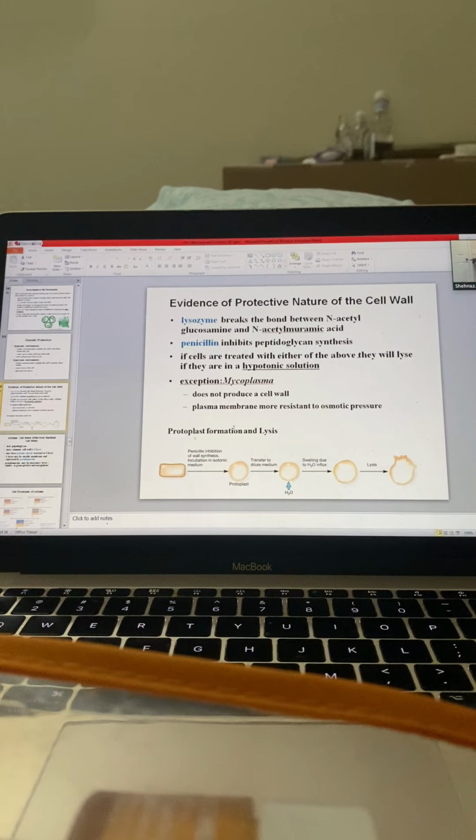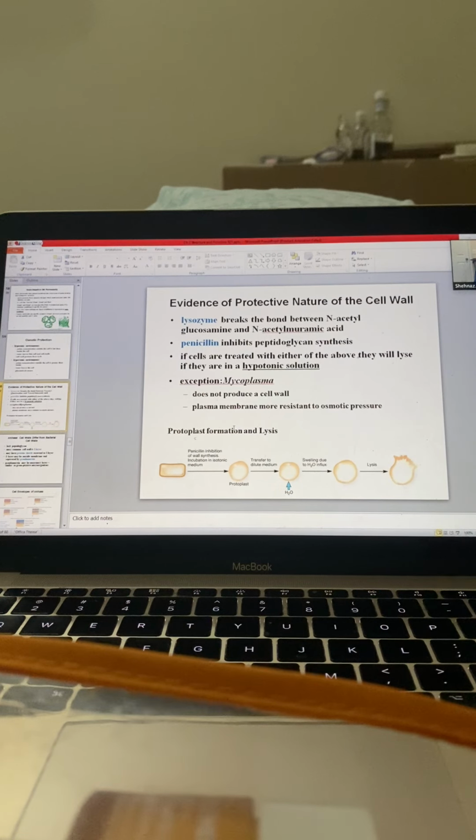So if the cells are treated with either lysozyme or penicillin and you put them in a hypotonic environment, eventually their cell walls become weak. And what will happen? In a hypotonic environment, they will lyse. So definitely the hypotonic environment shows us that the cell wall, especially the peptidoglycan, is very important in protecting the cell against osmotic lysis, right?